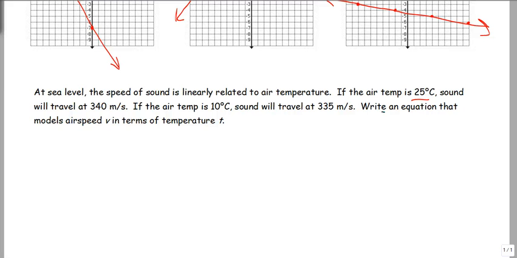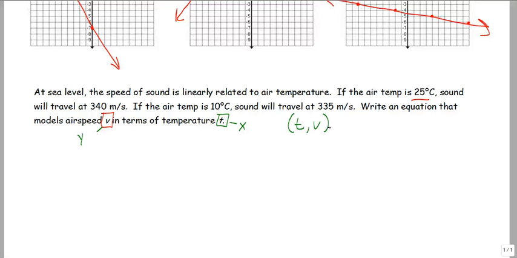Write an equation that models airspeed v. So first of all, I'm giving you letters in terms of temperature T. Secondly, I should say, if you get a problem that says models something in terms of something else, that means this is your y value. You can think of it as your y, and this is your x value or your independent variable, your input value. Okay? So when you're writing your points, our points are going to be t comma v, not v comma t. Because our equation at the end should say v equals something. Because I want v in terms of the temperature.